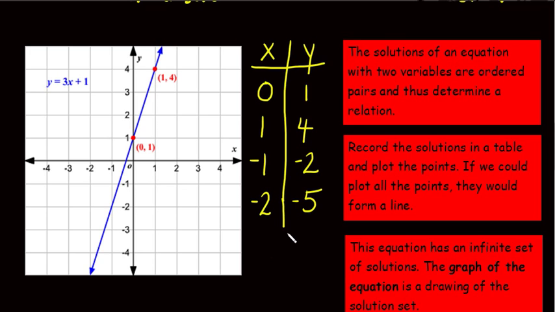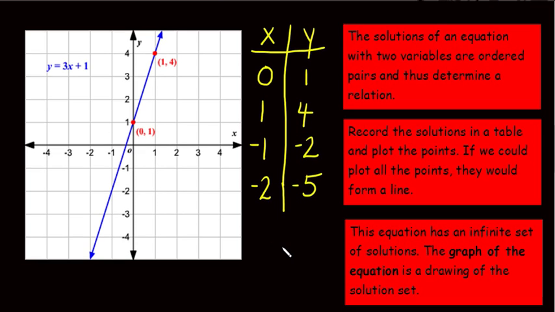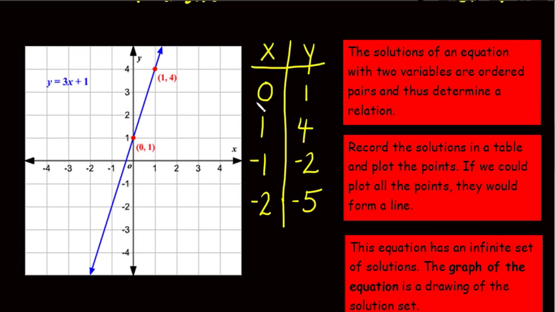If we could plot all the points, they would form a line. Now this particular equation has an infinite set of solutions because it says y equals this. So whatever we put in for x, we're going to get a y for it. And since it does, the graph of the equation is drawing the solution set. So I put a few numbers in here to get us started on our graph. First I put in 0. And when I put 0 into this equation for x, y equals 1.